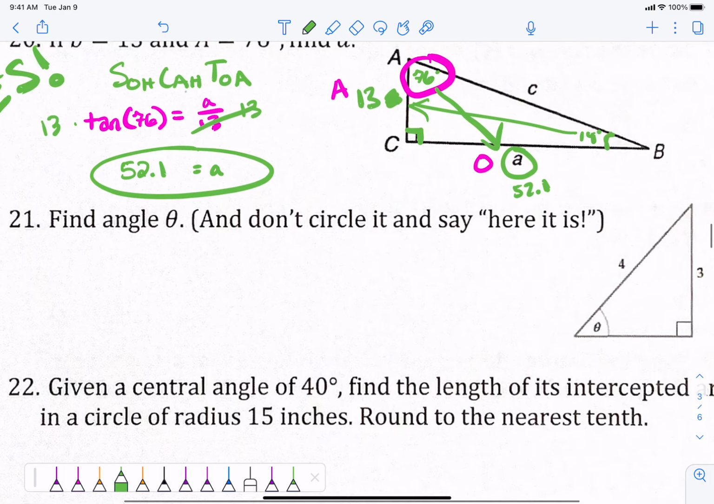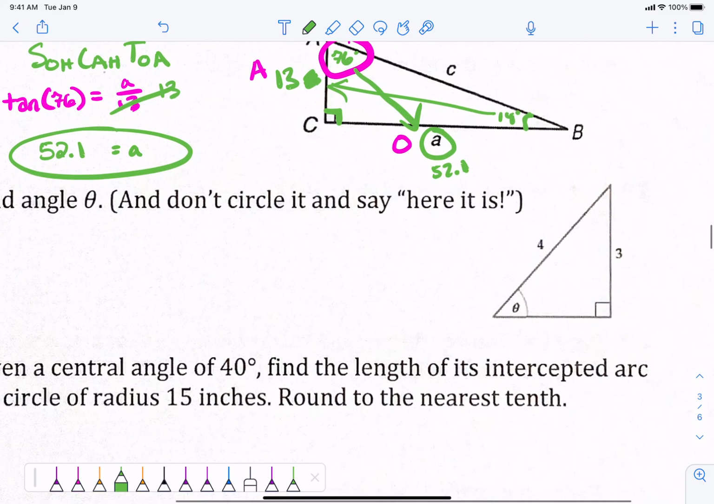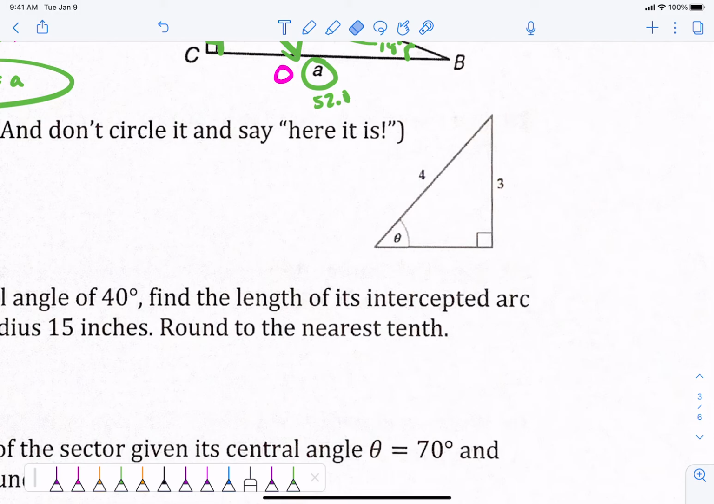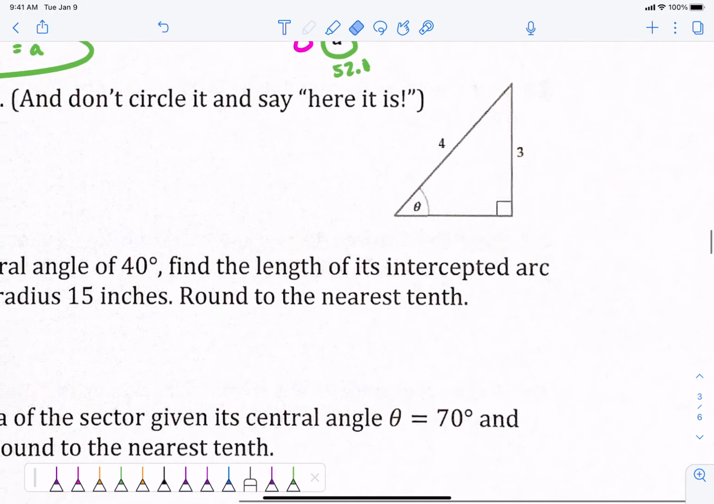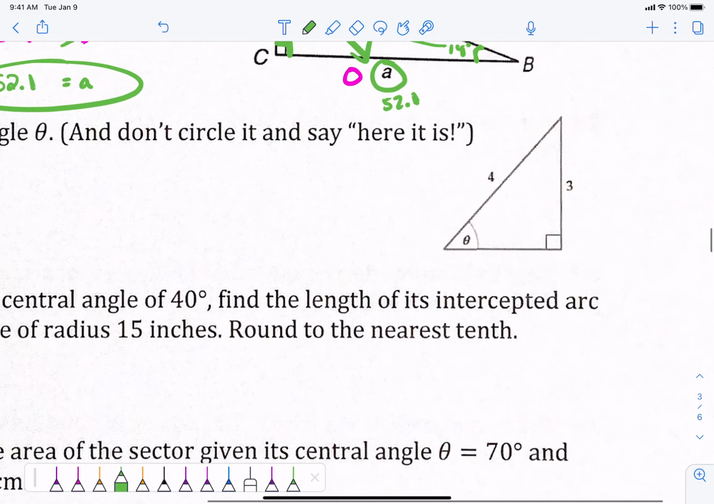Okay. 21, finding the angle. So we have a 3. Is this a 3, 4, 5? No. Why not? Because the biggest side is not 5, right? So this side would not be 5 because it's not the biggest side. Okay, so this is not a 3, 4, 5, but it's still SOHCAHTOA. We can still use it because it's a right triangle.